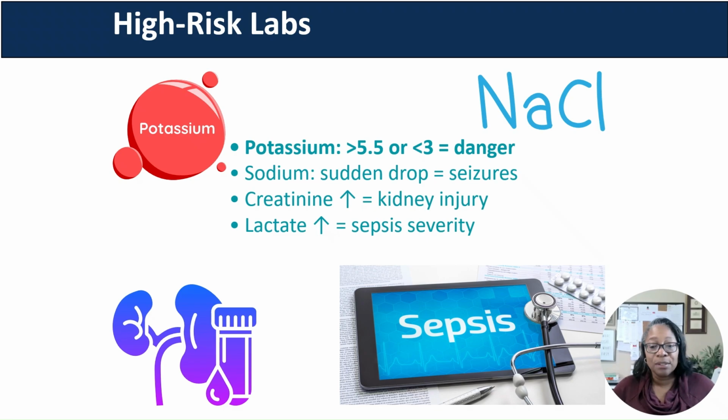White blood cell count, normal, 4,000 to 11,000. If it's rising and your patient has a fever, you're thinking infection and you're thinking sepsis risk. If your white blood cell count is dropping, think immunocompromised or neutropenic precautions.